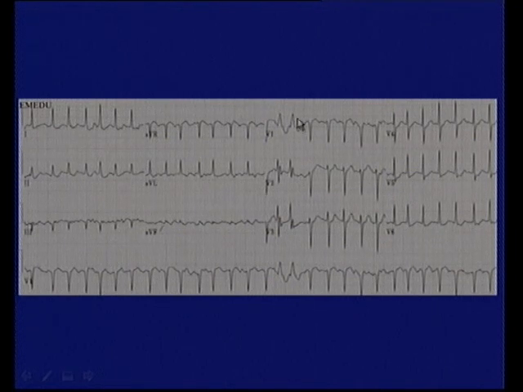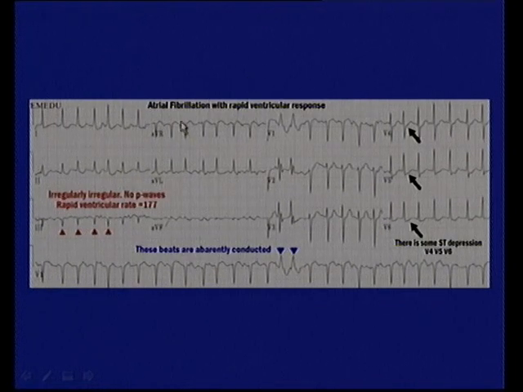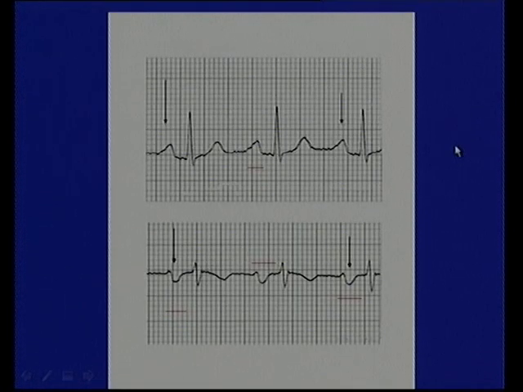What else is this? There is one complex here. There is one bigeminal pattern which is seen, escape. But otherwise, if you see this long lead, V1 has been kept as a long lead, there is a very variable RR interval. Okay, so you have atrial fibrillation with a rapid ventricular response, irregular heart rate, no P waves, and these are some aberrantly conducted waves which are there.